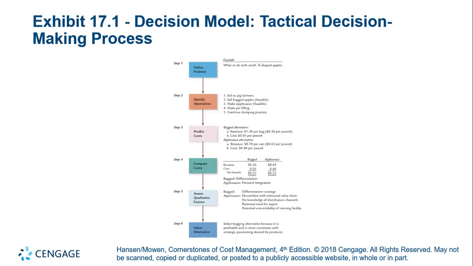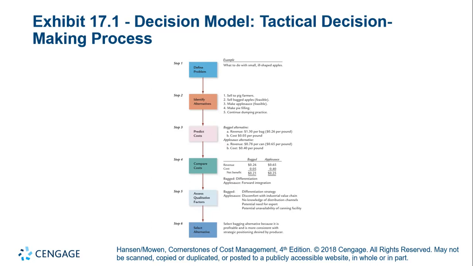Now, for the decision model, the tactical decision-making process involves the 6 steps, with examples. First step, you have to define the problem. So, for example, what to do with small ill-shaped apples. So, that's your problem. Then, step 2, identify alternatives.